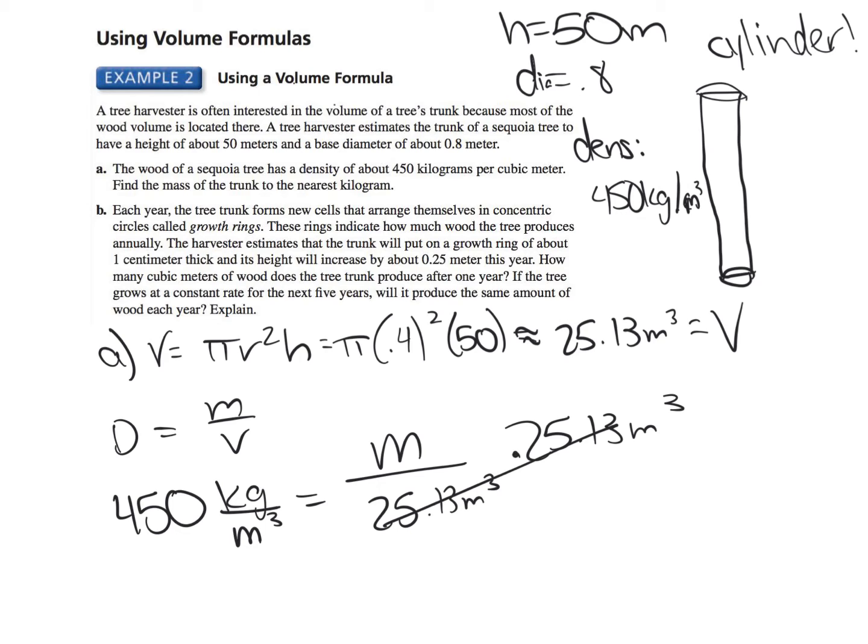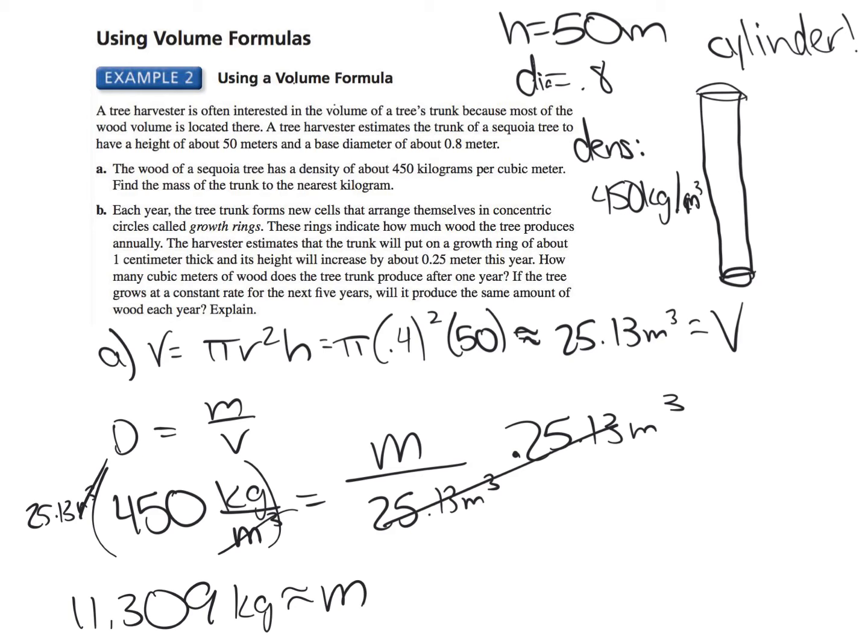So we multiply this by 25.13 meters cubed. You see the meters cubed cancel. And then you have 450 times 25.13, 11,309 kilograms is our mass. So the mass of the trunk is approximately 11,309 kilograms. Okay, so we're just doing basic cross multiplying, making sure we're changing our units and doing them properly. In chemistry, they call it dimensional analysis.